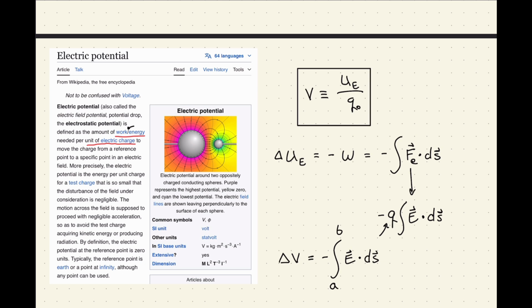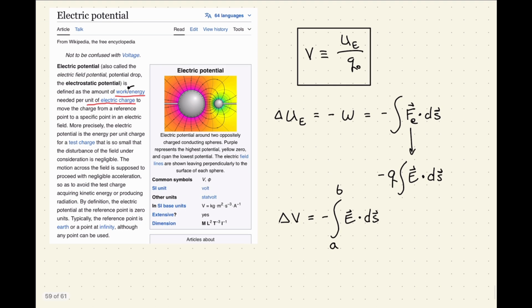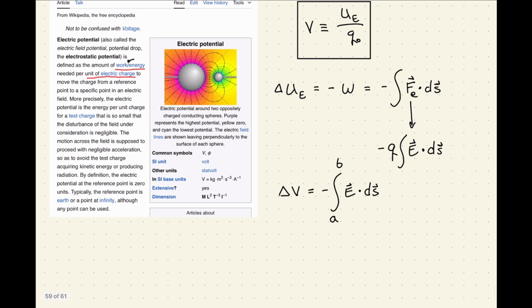So I'm going to keep reading the Wikipedia article here to see if there's something more useful. More precisely, the electric potential is the energy per unit charge for a test charge that is so small that the disturbance of the field under consideration is negligible. The motion across the field is supposed to proceed with negligible acceleration so as to avoid the test charge acquiring kinetic energy or producing radiation. By definition, the electric potential at the reference point is 0 units. Typically, the reference point is Earth or a point at infinity, although any point can be used.